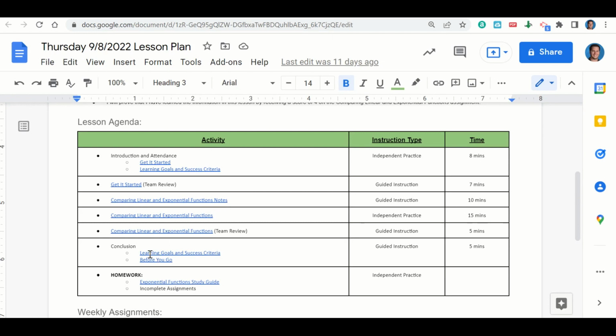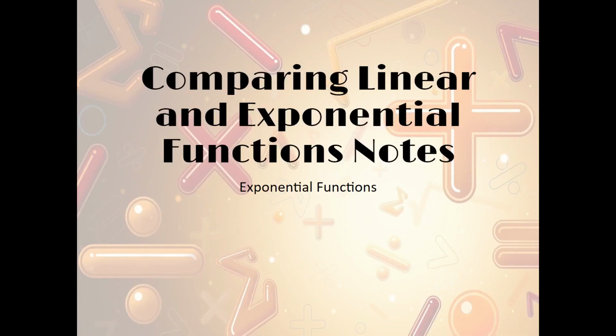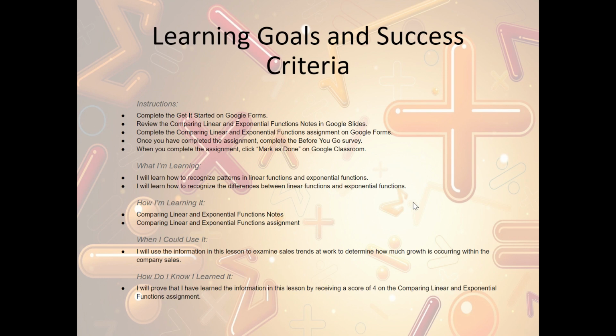At the end of class, we'll go back over our learning goals and success criteria while you fill out your exit ticket before you go. Your only homework for tonight is to continue working on the exponential function study guide and any incomplete assignments that you may have. Let's take a look now at the comparing linear and exponential functions notes. We begin our notes with our learning goals and success criteria.